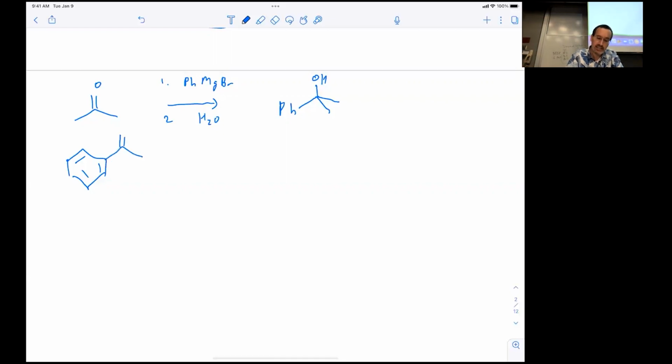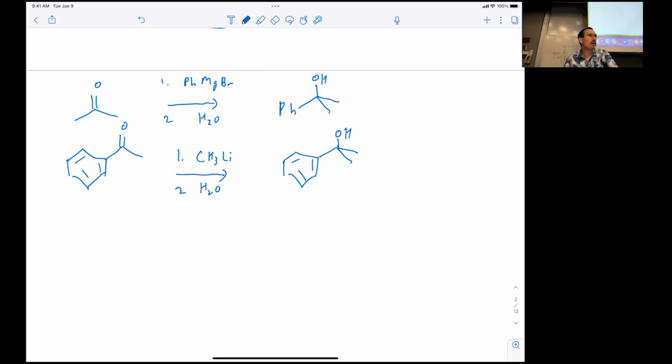So I'll take acetophenone, another compound that by now should be familiar to you. I'll take acetophenone and treat it with methyl lithium, and then an aqueous workup with water or very mild acid solution. And the product of this reaction is the exact same product. I've written it differently because I wrote the phenyl group, but you'll see it's the same molecule.